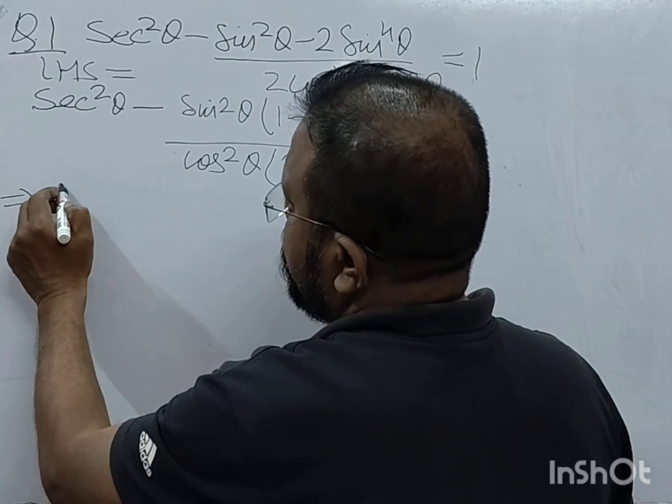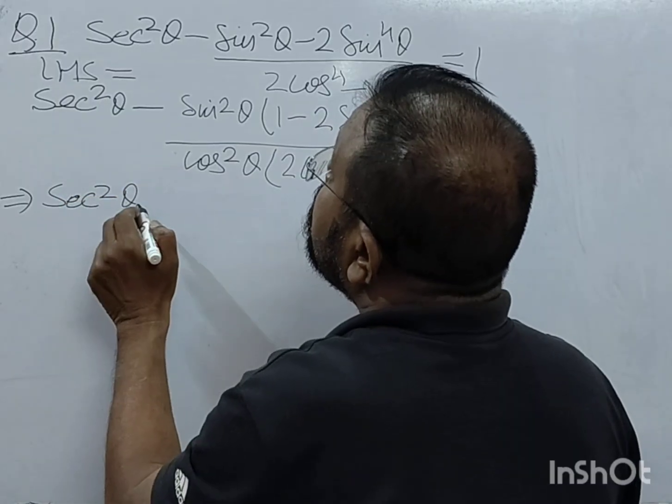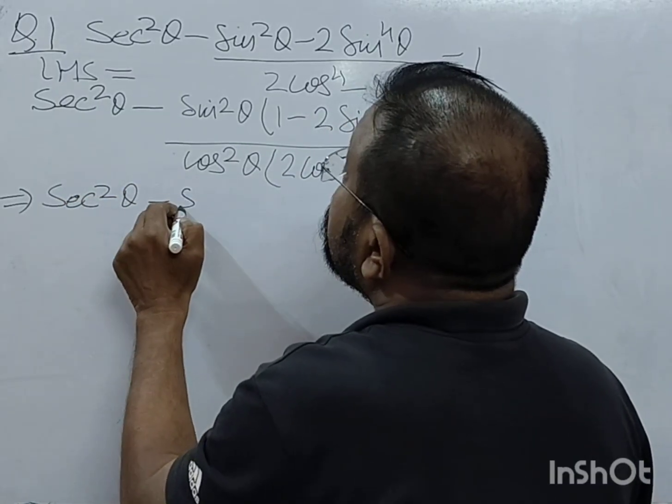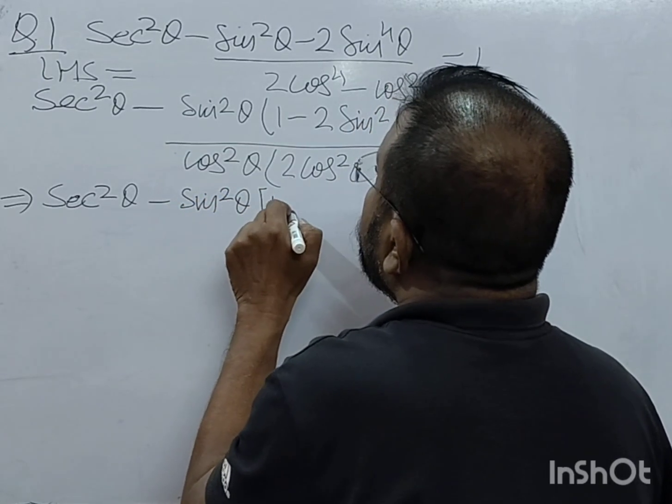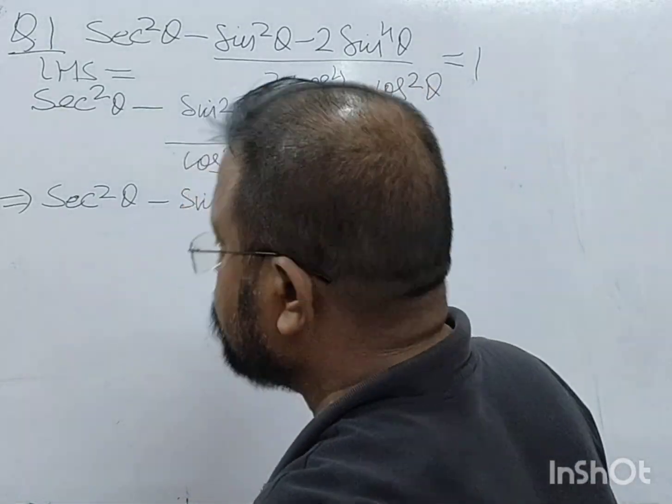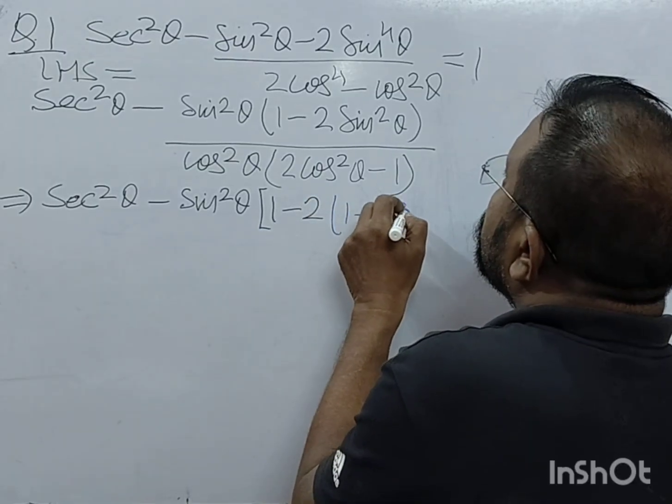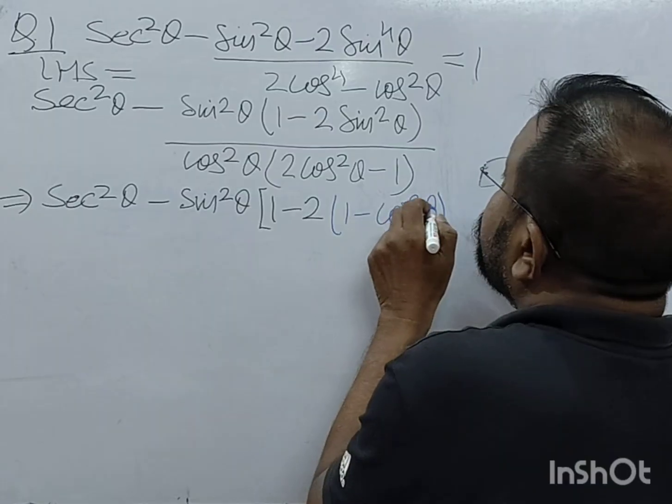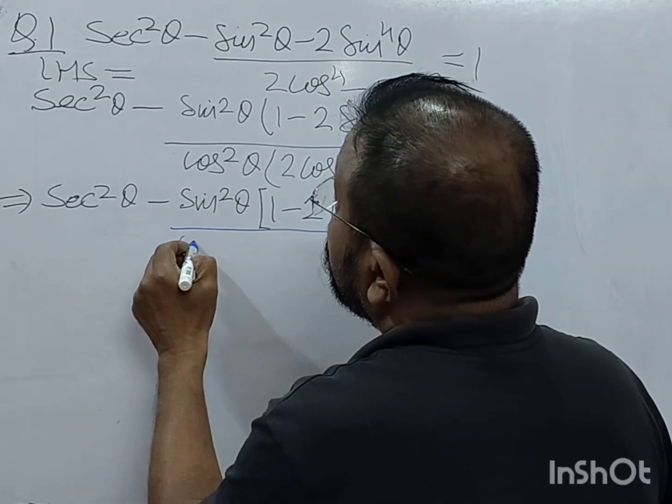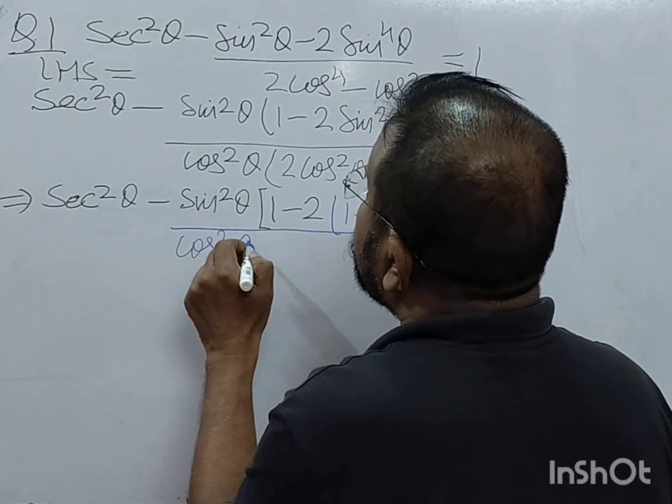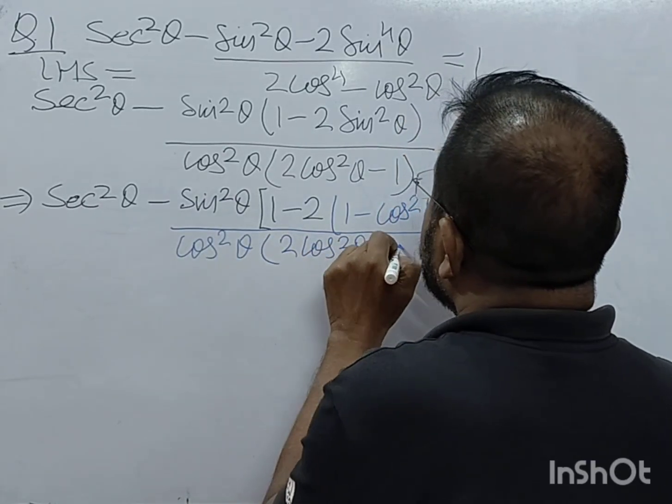And now we have sec square theta minus sin square theta, bracket 1 minus 2, bracket 1 minus cos square theta, bracket of upon cos square theta, bracket 2 cos square theta minus 1.